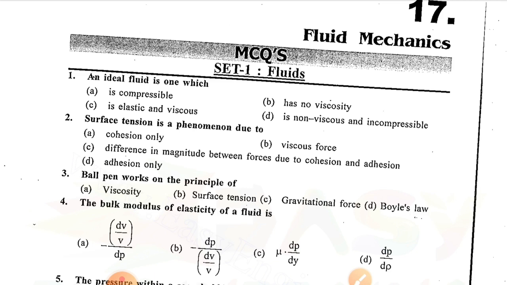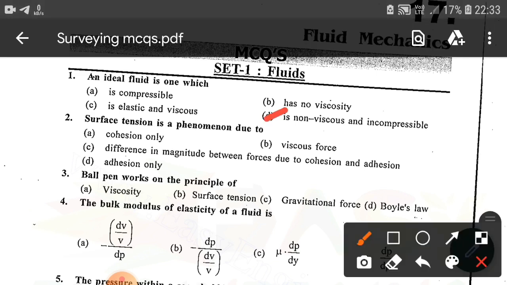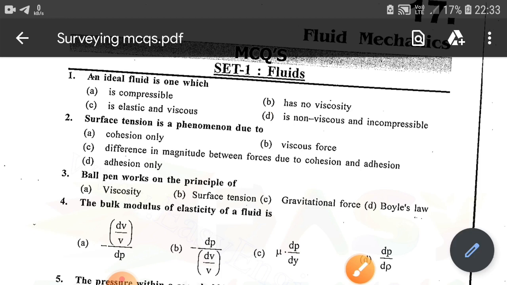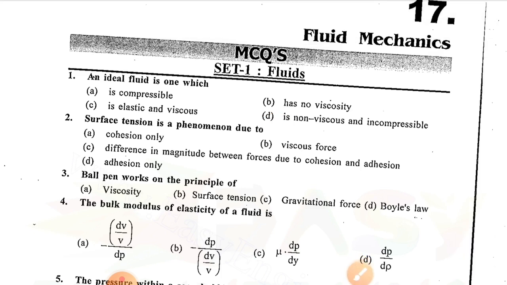Question number 1, an ideal fluid is one which, option D is correct, is non-viscous and incompressible. Question number 2, surface tension is a phenomenon due to, option C is correct, difference in magnitude between forces due to cohesion and adhesion.